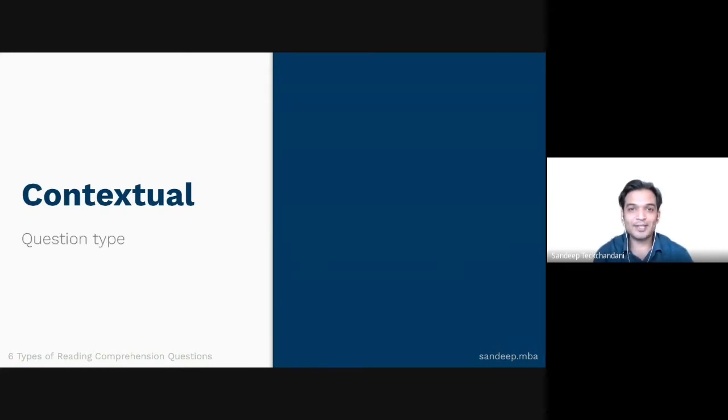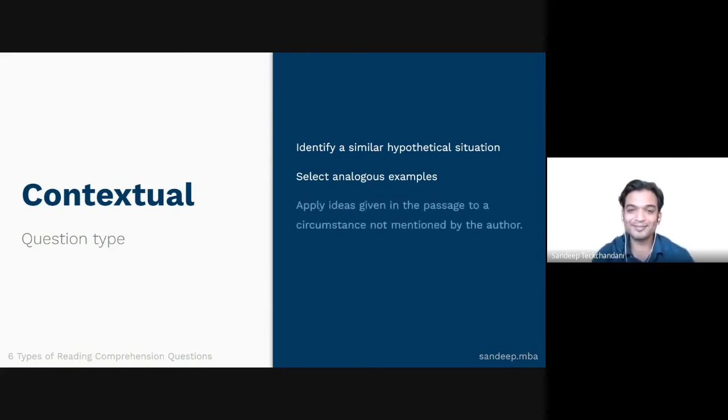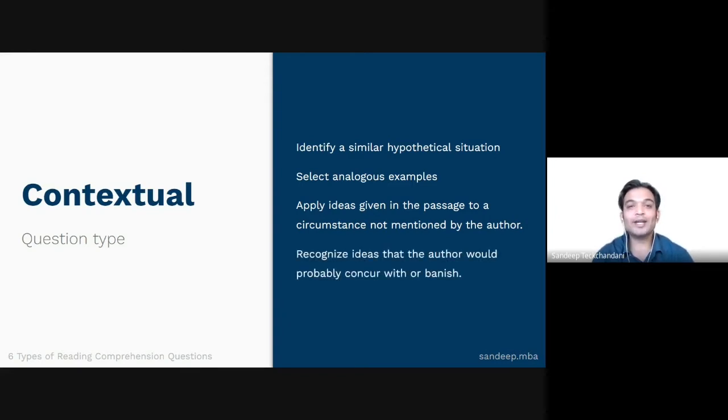In this slide, we will study the contextual question type. These questions measure your ability to observe the relationships between the ideas presented by the author and other ideas that might parallel those in the passage. In this kind of question, you may be asked to identify a similar hypothetical situation, select analogous examples. In other words, you'll have to select examples that are similar to the ones given by the author, apply ideas given in the passage to a circumstance not mentioned by the author, and finally you'll have to recognize ideas that the author would probably concur with or banish. Basically, you will have to determine the ideas that the author would probably agree or disagree with.